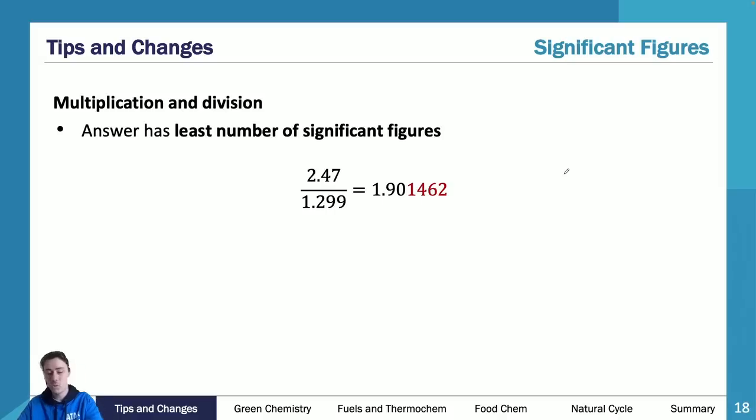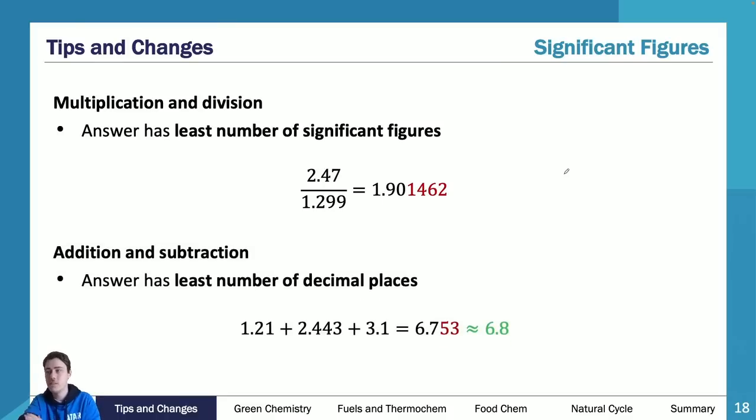If you are given 2 numbers to divide or multiply, maybe you're doing a moles calculation, and one of them is to 3 significant figures and one of them is to 4, you go to the least number of significant figures. Same with addition and subtraction. If you are adding numbers and you've got less significant figures, you go to the least.